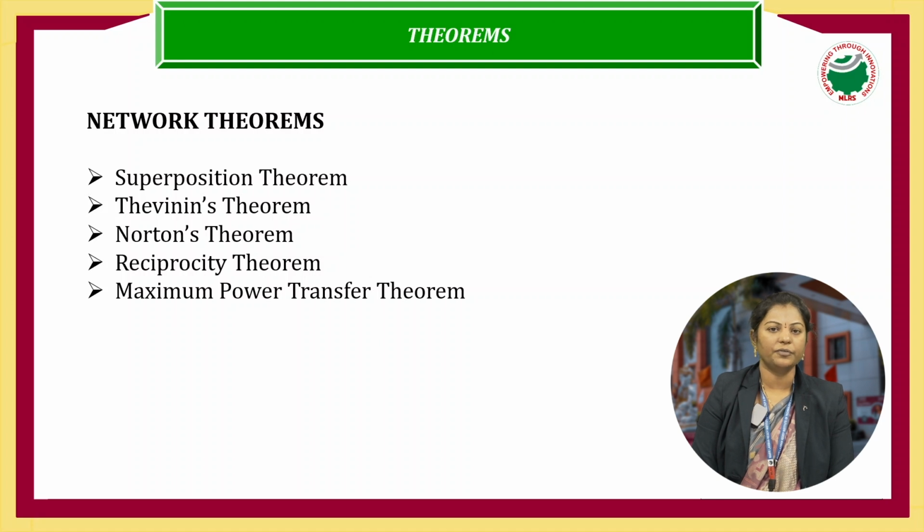So what is the use of these theorems in electrical circuit analysis? If we want to calculate the current through or voltage across any particular element in the circuit, we need to apply network reduction techniques. As part of these network reduction techniques, we have theorems also, so that we can easily calculate the current through or voltage across any circuit element. So that is the purpose of network theorems. Today I am going to explain the superposition theorem.